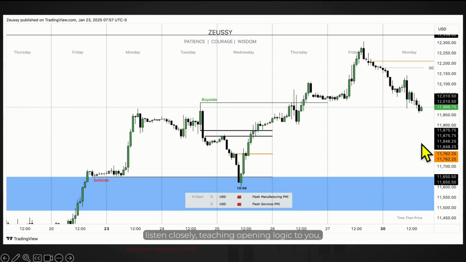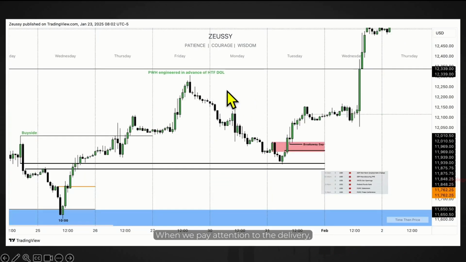Listen closely, teaching opening logic to you. That we're likely going to see the market open low and begin to draw towards the buy side liquidity engineered above the previous week's high and that longer term buy side liquidity objective of that December high. When we pay attention to the delivery which occurred, you can see that the previous week's high was engineered in advance of the higher time frame drawing liquidity of the December high.